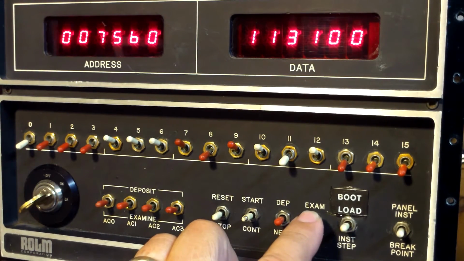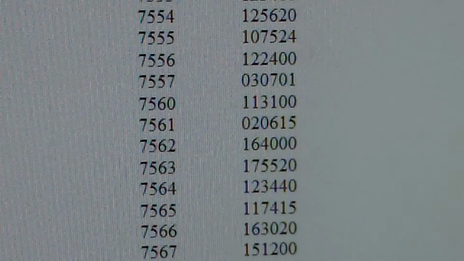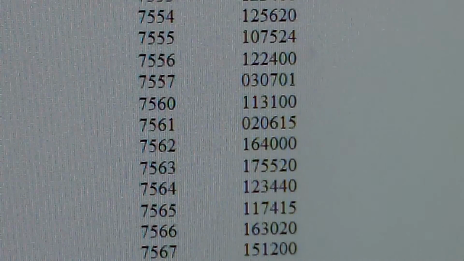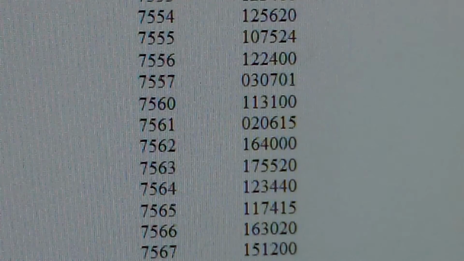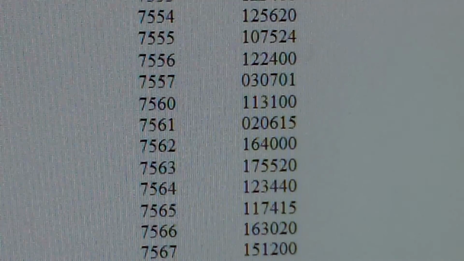7560 is the octal number 113100. 61 is the same number. 62 is not the number that I want to be in that memory location. And looking at this listing, we can see that the instruction that's supposed to be at location 7560 is actually 113100.